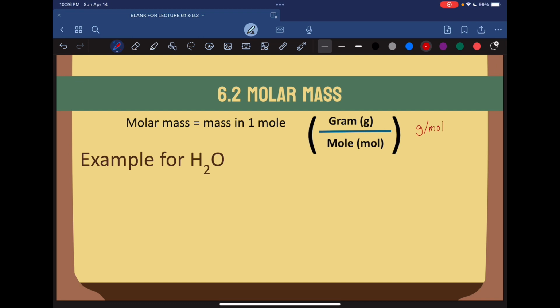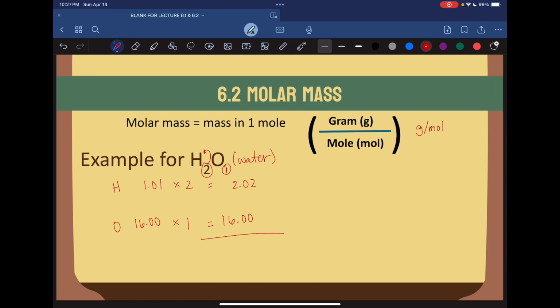Here's the example for H2O, which we know is water. We're going to list out our elements and we're going to find their masses on the periodic table. Hydrogen is 1.01. We have 2 of them. Because of this number, it says I have 2. So 1.01 times 2, I have 2.02. Oxygen's mass is 16. I only have 1. Remember, if there's no number, it's an invisible 1.